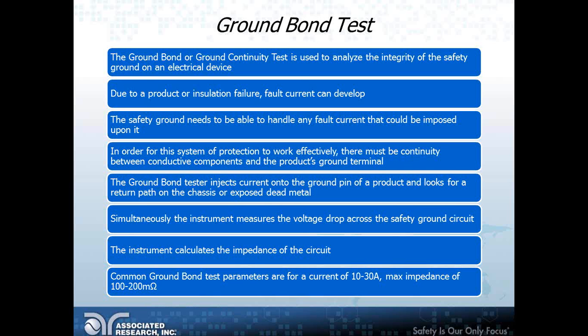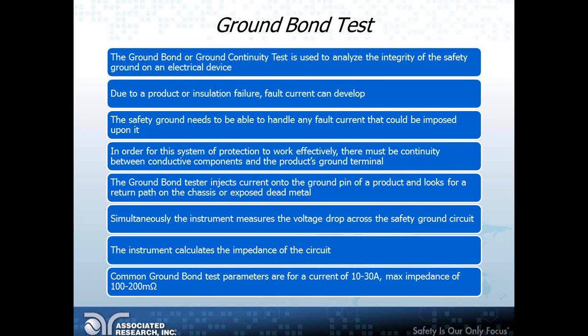So basically, a low impedance path to ground will allow circuit protection devices such as fuses or circuit breakers on the input to react immediately to protect the user from dangerous electrical shock. Now, in order for the system of protection to operate effectively, there must be continuity between the conductive components of the product and the product's ground pin or the ground terminal.